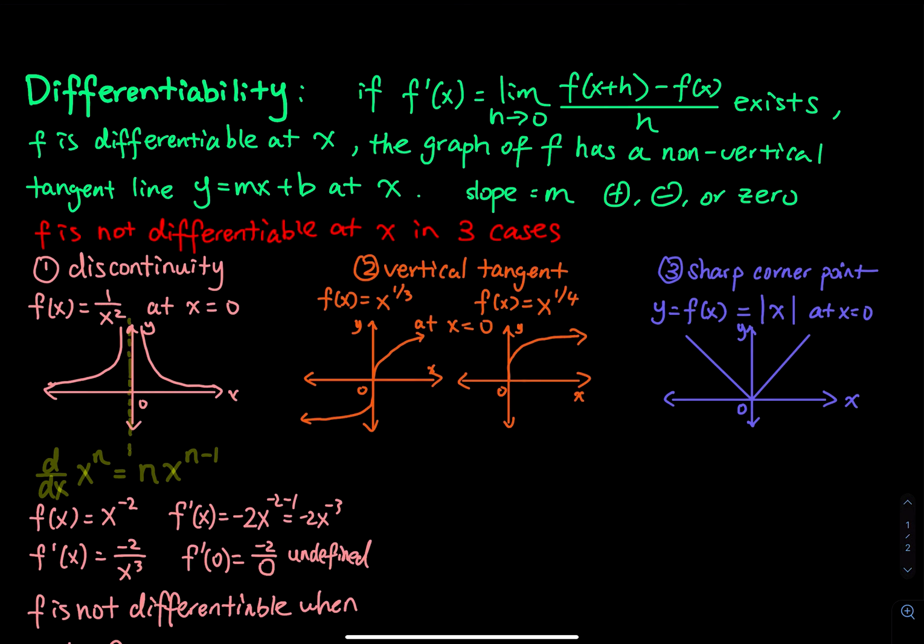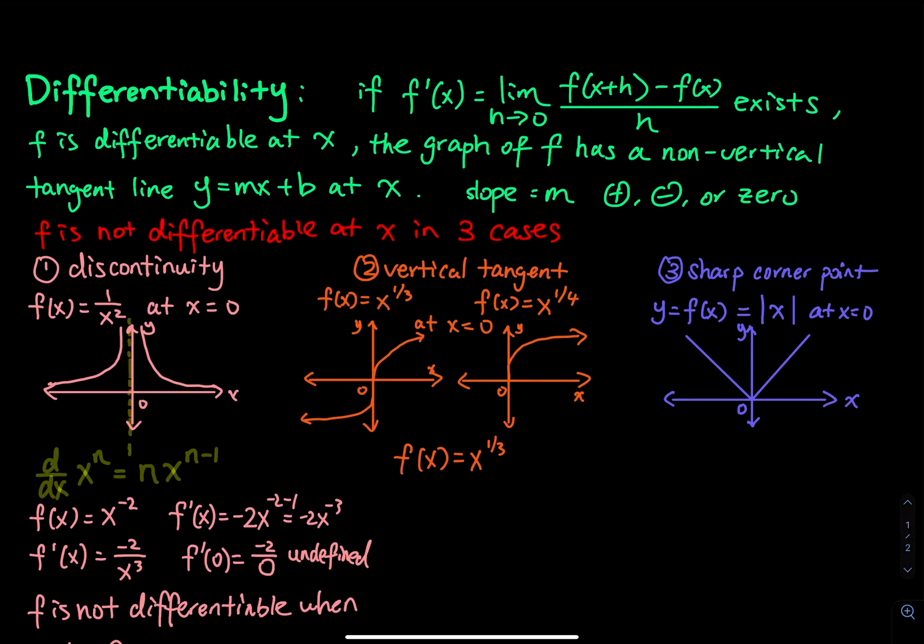You can use the limit definition if you want to. That will be a lot of work if you do that. So for f of x equals x to the 1/3, or you can try 1/3, 1/4, 1/5, 1/6, 1/7, 1/8. When the denominator is odd, like 1/3, 1/5, you will just get a curve that looks like that. When the denominator is even, 1/4, 1/6, 1/8, 1/10, 1/12, the graph will just look like this.